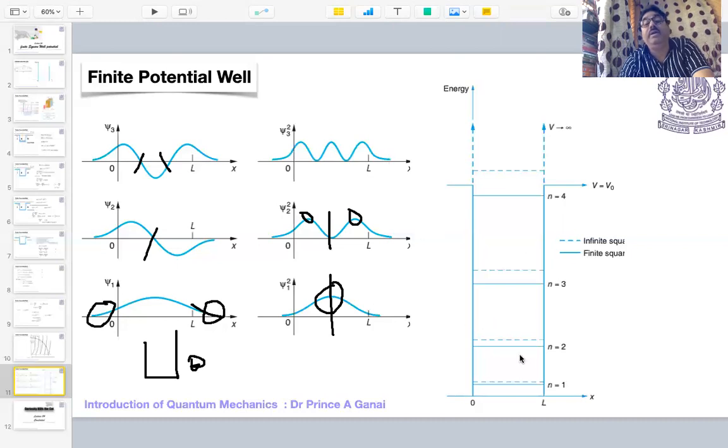And then I have compared the infinite potential well with the finite potential well. The dotted one is the infinite potential well, and the solid line is the finite potential well. You can see there is an energy difference in the levels, and if you take the limit as V0 goes to infinity, then they will merge. The results we obtain for the finite square well go to those of the infinite square well in the limit when V0 goes to infinity.